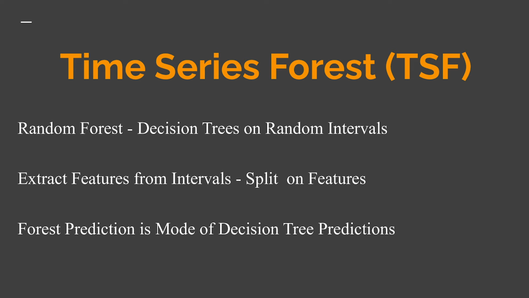Time series forest is a random forest method. The time series is broken into random intervals, and a decision tree is created for each interval. The splitting criteria are based on features derived from the interval, such as mean, standard deviation, and slope. Here the slope is referring to the slope of the least squares regression line applied to the time series data within the interval. So the overall prediction of this algorithm is the mode of the decision trees' predictions. Basically, each decision tree gets a vote, and the majority vote wins in terms of predicting the class of a sample.